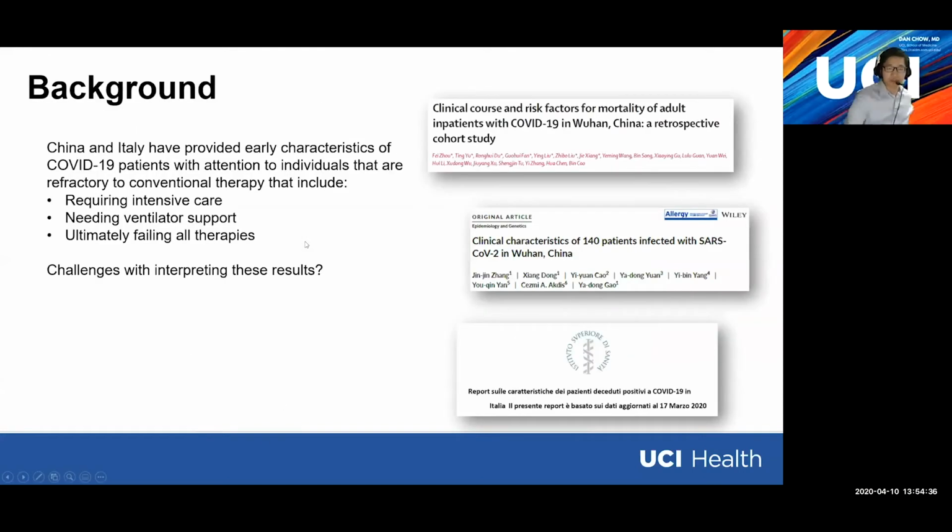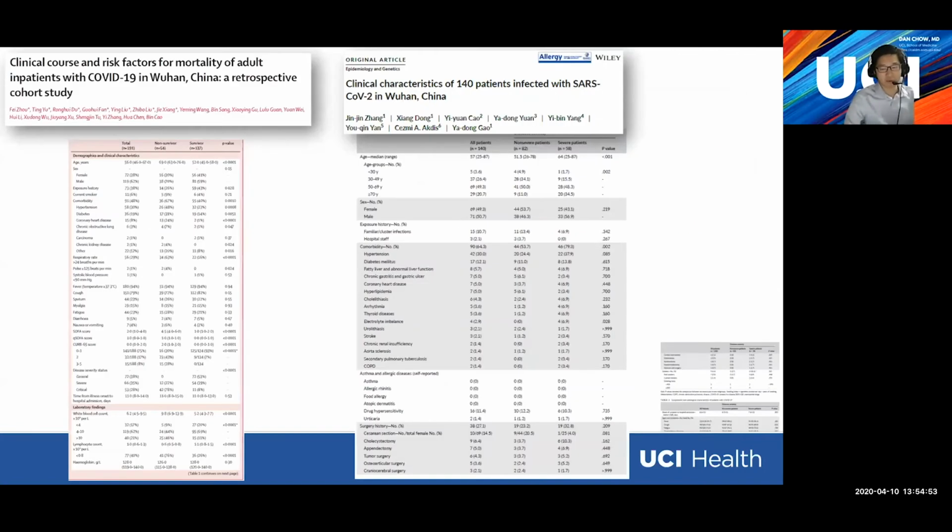Just as a background, we know from early data from Wuhan and Italy that there is a subset of patients who tend to be more vulnerable. These are the patients that require intensive care, needing prolonged ventilator support, and ultimately are refractory to therapies. There's a lot of good data that came out from these initial sites, but one of the challenges we're finding is that when we scoured the literature, we found maybe 30 papers with between 60 and 70 different lab, imaging, and clinical features that may or may not be associated with vulnerable versus non-vulnerable populations.